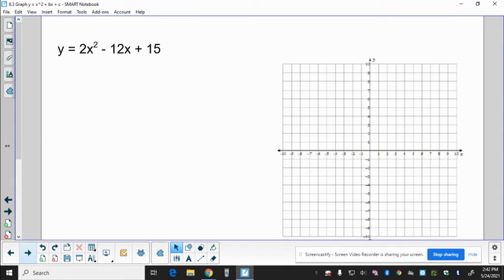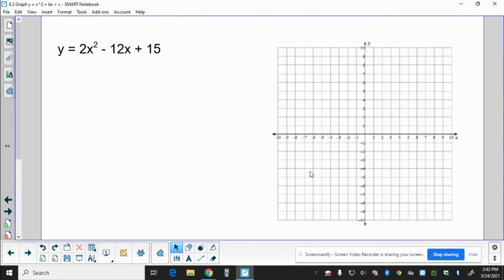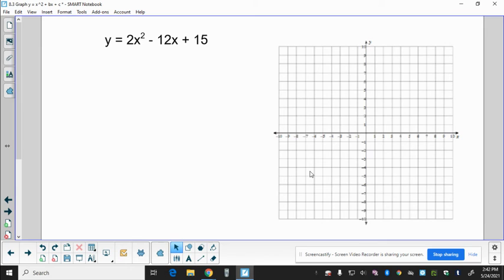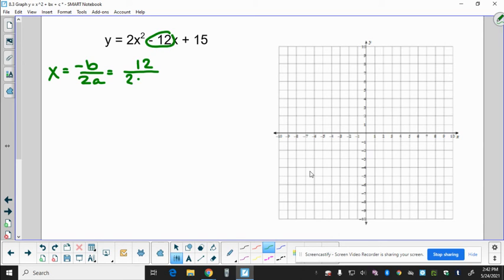Okay, let's go to the next question. See if we can do this one, everybody. All right, let's start off with our line of symmetry. Okay, first of all, negative b, see how it's already a negative number? So that'd be a 12 over 2 times a, which is a positive 2. So that's 12 over 4, x equals 3. Okay, let's go ahead and put a line of symmetry at x equals 3.